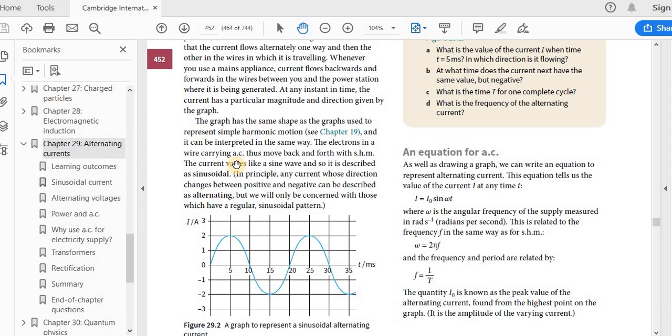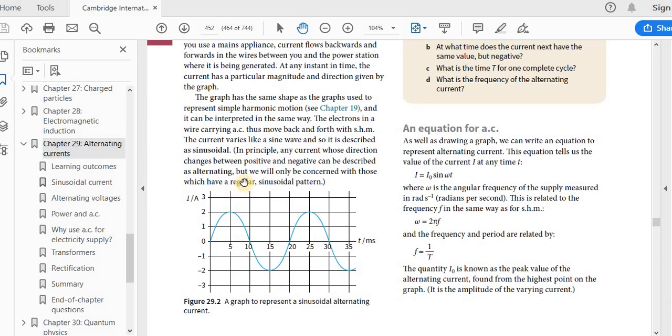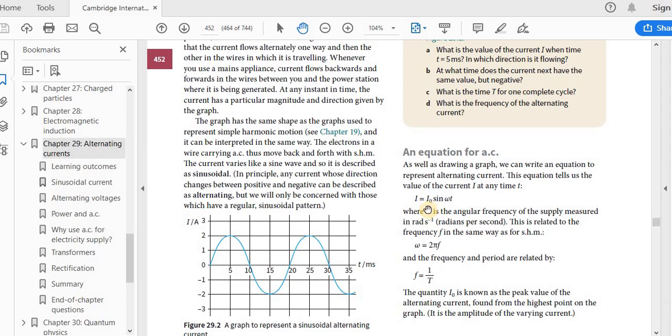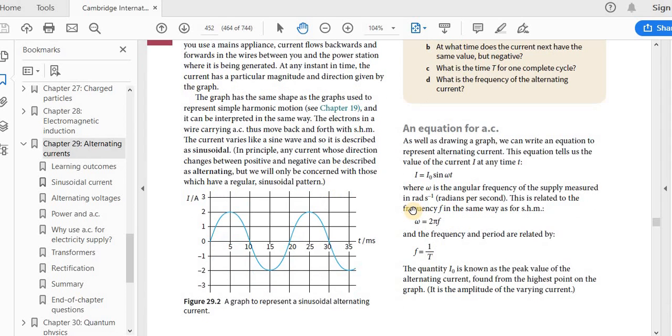Okay, I think the other parts are okay. Then the equation I equals I naught sine omega t. When you learned about simple harmonic motion, you also had an equation like this for displacement: x is equal to amplitude x naught sine omega t. Again here we call omega the angular frequency. In simple harmonic motion also you called it the angular frequency, but in circular motion you call omega angular velocity or angular speed.